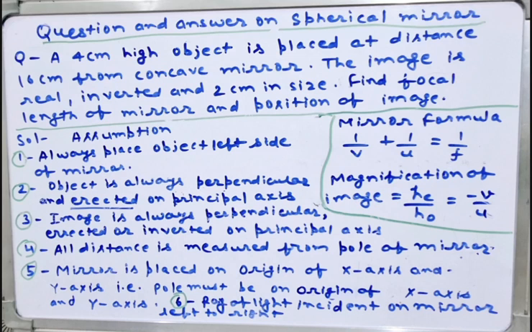Today's lecture is on numerical problems on a spherical mirror of reflection of light. This lecture is a continuation of our last two lectures on reflection of light by plane mirror and spherical mirror. So see the question here.